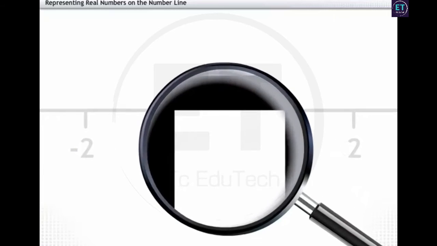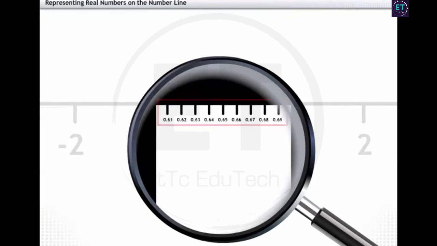Let's again look at the section closely. We again divide the section into 10 equal parts and represent them as shown here. Now, you might locate this decimal expansion between 0.66 and 0.67.